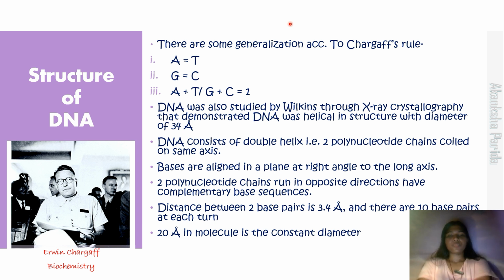So here we have to remember that when two purines are together, it would require a huge space, but in case of two pyrimidines, it would occupy very little space. When a purine pairs up with a pyrimidine, the space remains constant.